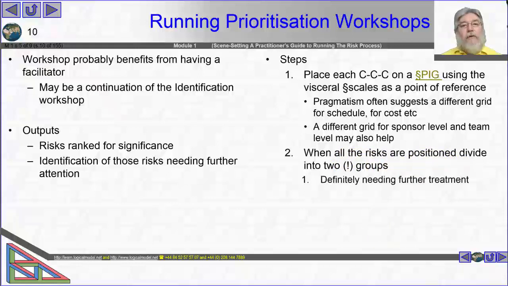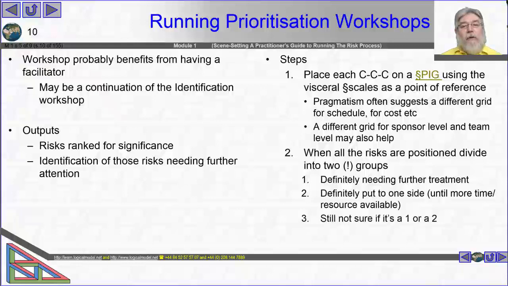And the 2 groups are those that definitely need further treatment, and those that are definitely going to be put to one side until more time or resources are available. And we almost certainly get a 3rd group, which is "I'm not sure." In which case we put things into 3 groups: definitely doing something with this, definitely not doing something about this, and let's come back to them in a minute. And the ones we come back to, we're going to divide into definitely doing something with this and definitely not doing something with this.